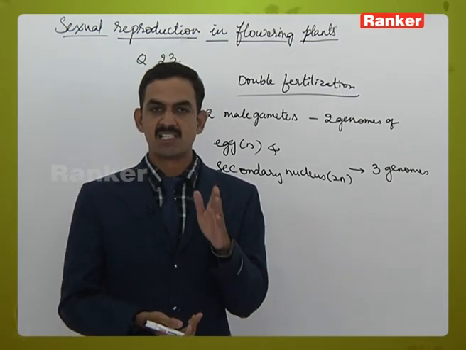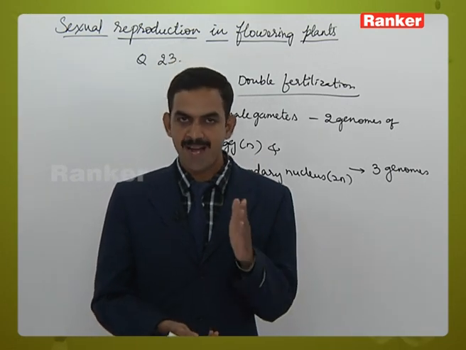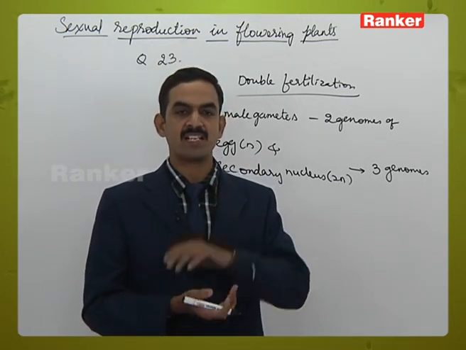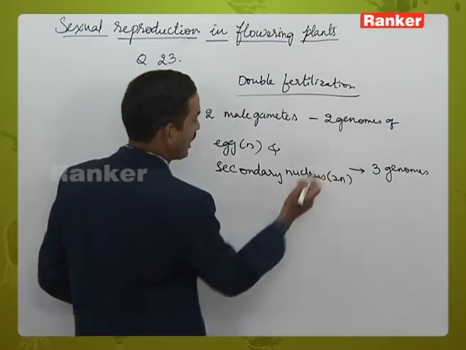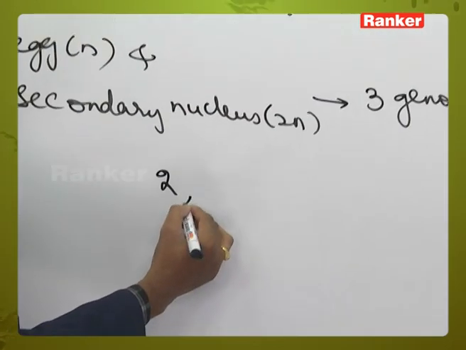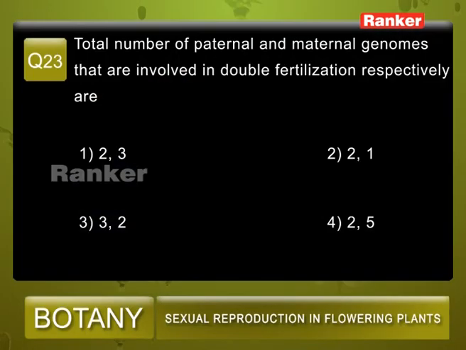So in the question they are asking about the total number of paternal and maternal genomes involved in double fertilization. Paternal genomes are 2 and maternal genomes are 3. So question number 23, the correct answer is 1.